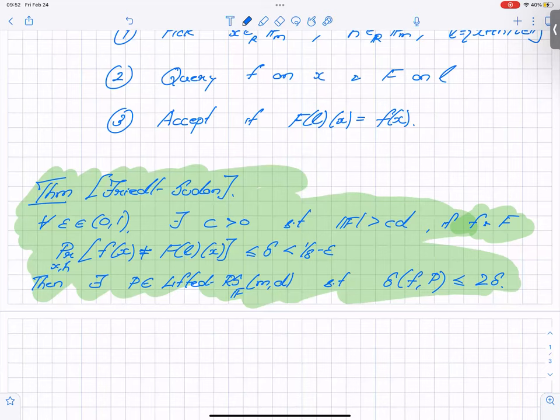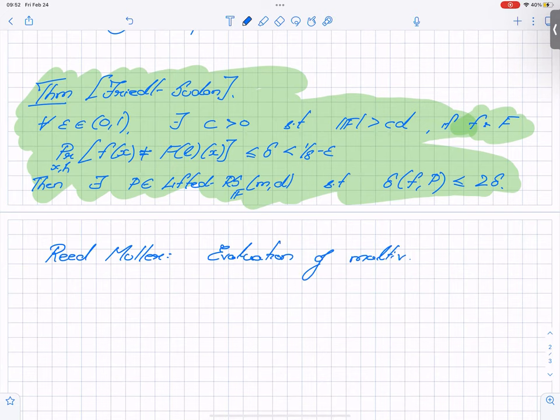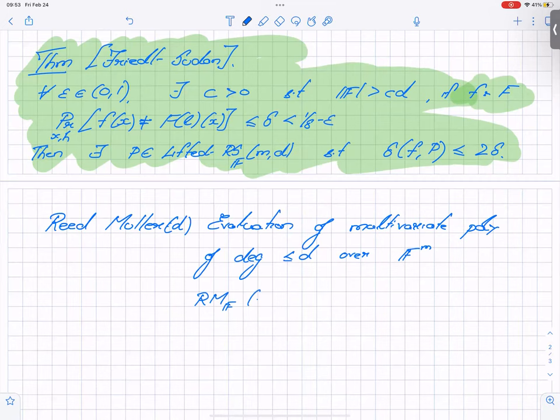Let me say this. How are you planning to prove this? By the way, this is not how Friedl-Sudan talk about it. Friedl-Sudan talk about Reed Muller codes. So there's what is called Reed Muller codes, which is the evaluation of, just like Reed Solomon, an evaluation of univariate polynomials on the entire field. These are evaluations of multivariate polynomials of a particular degree, say less than or equal to D, over the entire field. So the parameters here for RM are an underlying field, an ambient dimension, and a degree D. That's Reed Muller.